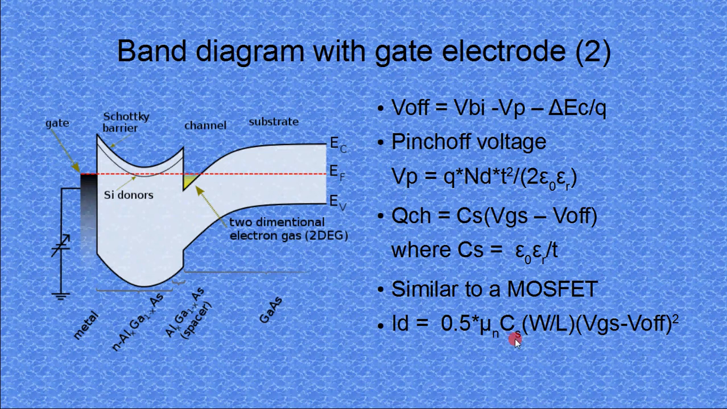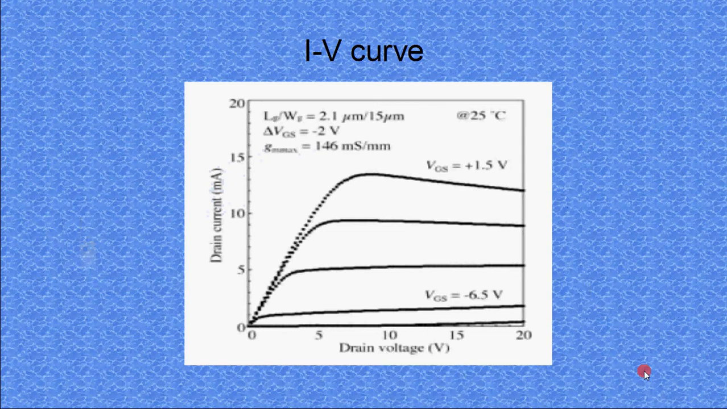The transconductance for the device is given by this expression. The IV curve looks again very similar to that of a MOSFET, but the only difference is that VGS has to be negative in order to turn off the device. So the device is by default on. If at 0 volts you're somewhere here on the IV curve, it's very much on.